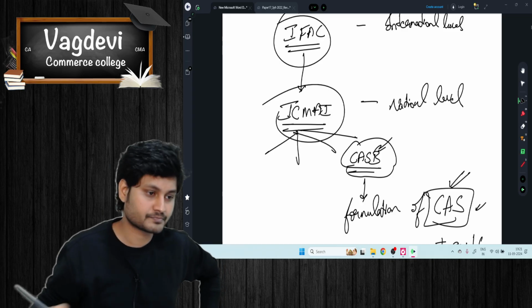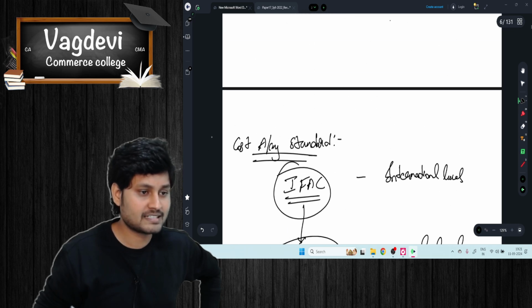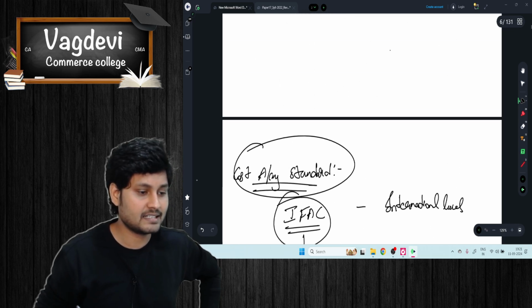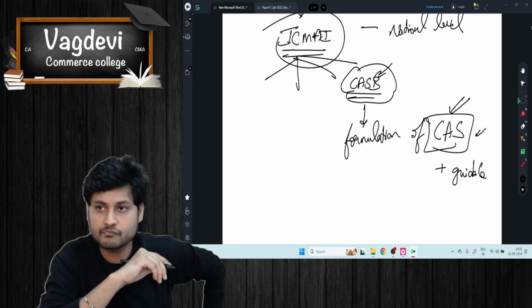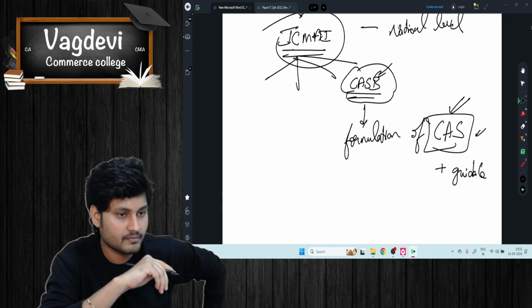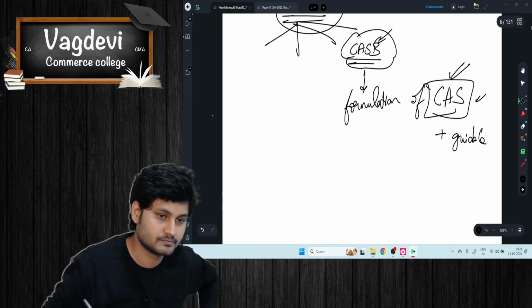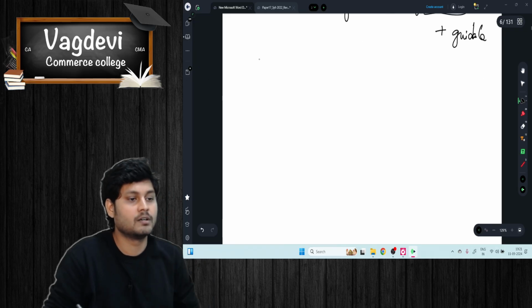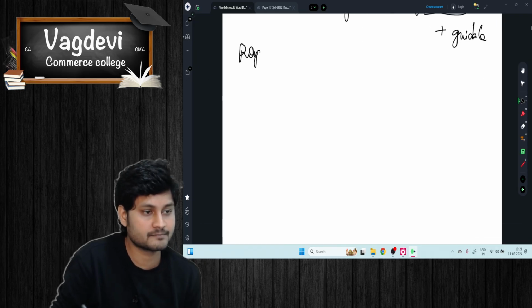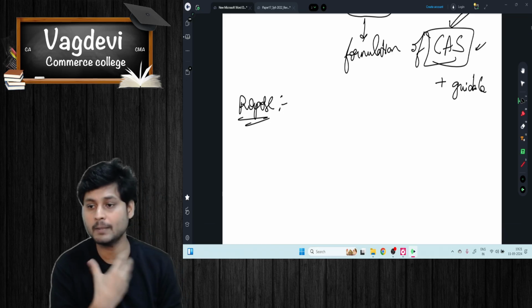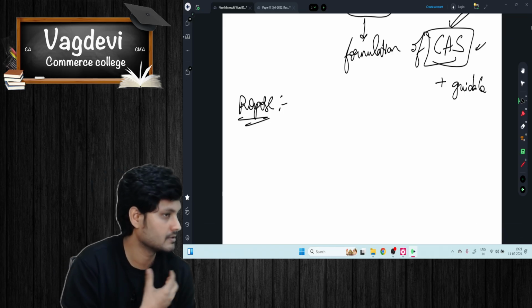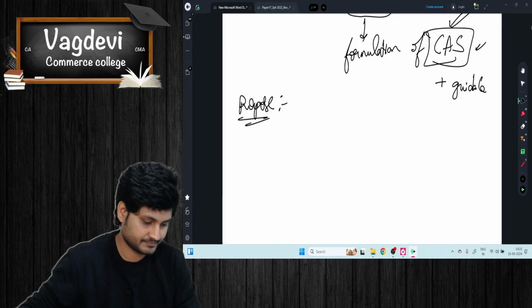Okay, so cost accounting standards. Keep the side heading and then write this. Keep the side heading purpose. Cost accounting standards, purpose. What is the purpose of cost accounting standards?